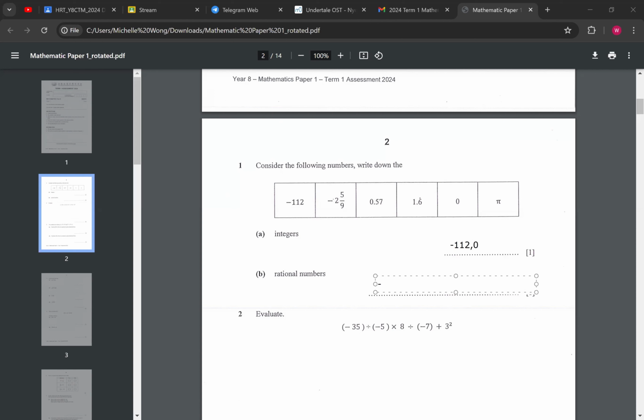So it will be -112, -2, wait, 2509, and then it would be 0.57, 1.6, and a 0.